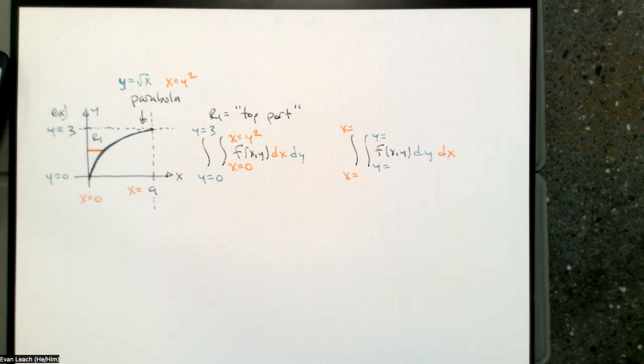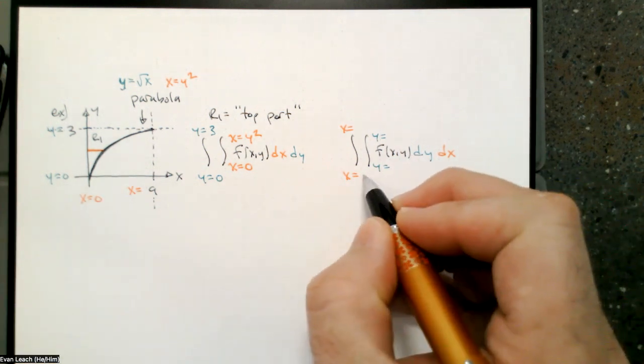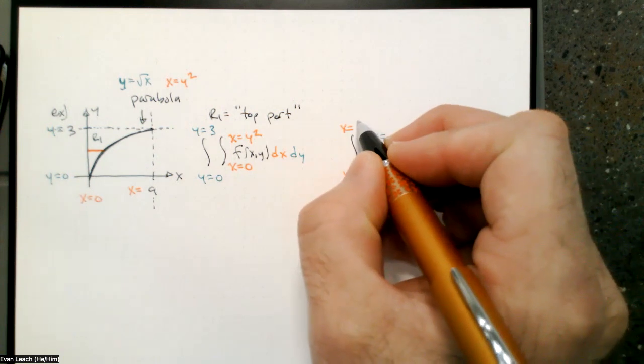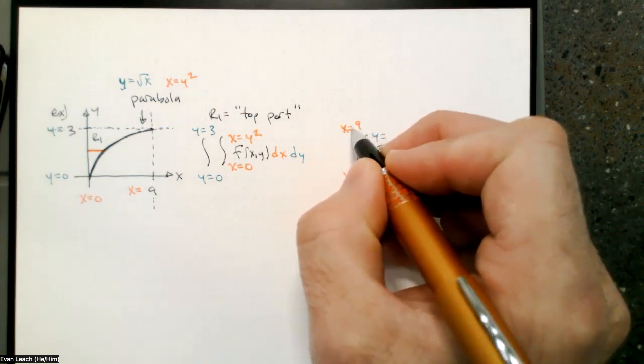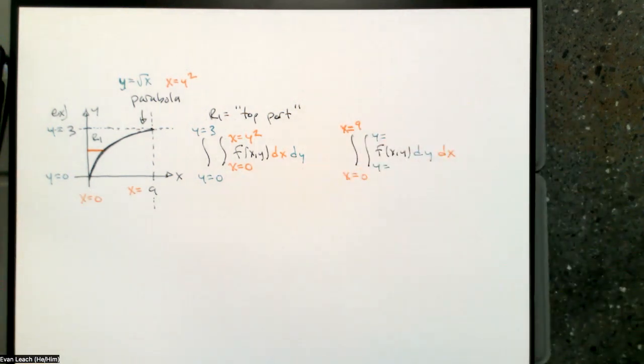What's x between? What's y between? Or what's y between? What's x between? In the dy dx integral, x is the last integral. So we just write down the constants, the smallest and largest values of x. X goes from 0 to 9.